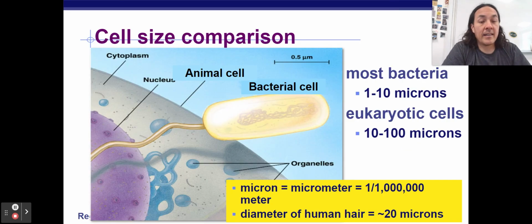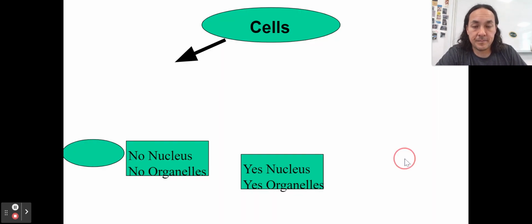And so if the cell is too big, it wouldn't be able to make enough proteins. Here are the size of cells. So bacteria cells or prokaryotic cells are about 1/10 the size of eukaryotic cells, which would be animal or plant cells. They're all really small.